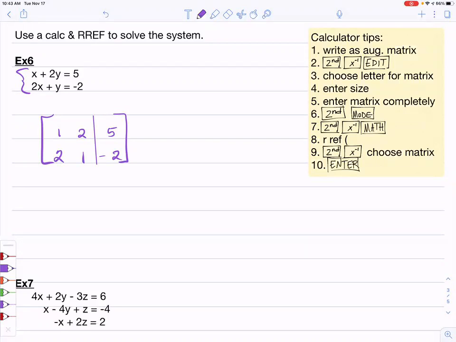What's right up above that? Matrix. Okay, so you want to push second matrix, and I want you to notice something. Do you see across the top you have 3 options? What are the 3 options across the top? What's the first option? Names. The middle option? Math. And the last option? Edit. All right, can you do me a favor? Can you arrow between the names column and the edit column?